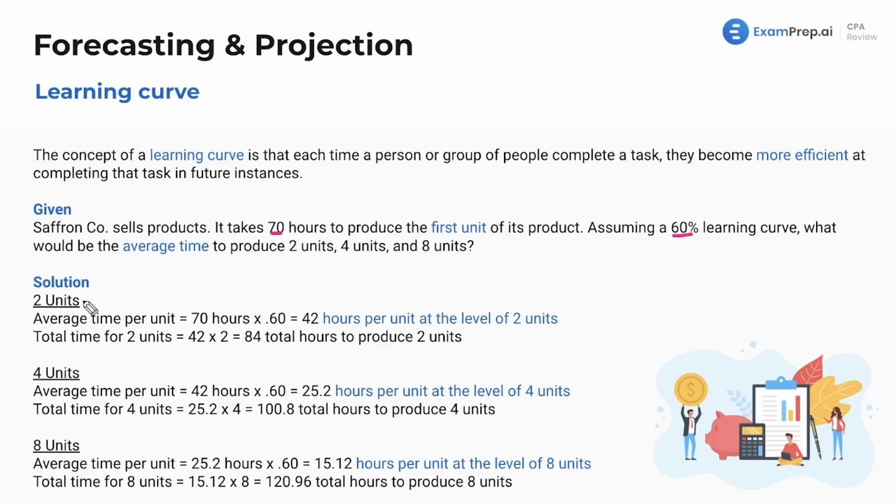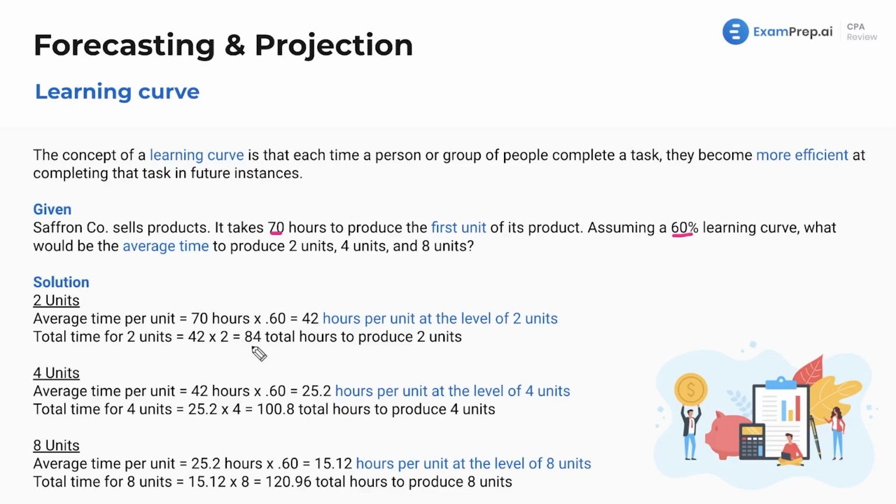Well, how many hours to make 2 units? It's not just 70 hours times 2, because we've made the next one more efficiently. So the average time per unit, we just do 70 hours times 0.6. That gets us 42 hours per unit at the level of 2 units. 42 hours times 2 is 84 total hours.